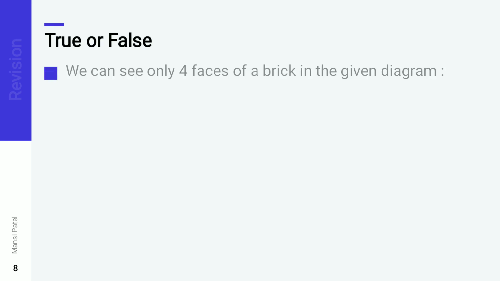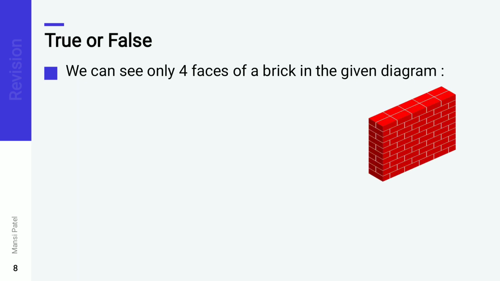See the next sum of the true false. We can see only four faces of the brick in the given diagram. See in this, how many faces can you see? You can see only and only three faces: 1, 2 and 3, which are the front view, top view and side view. But here they were saying that you can see four faces of a brick. No. So this one is false.